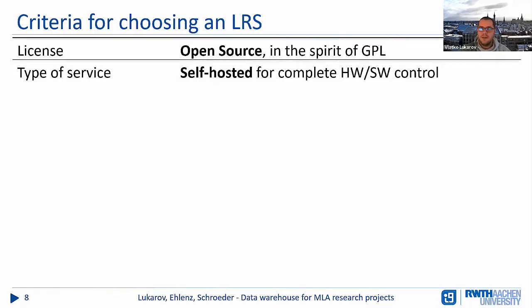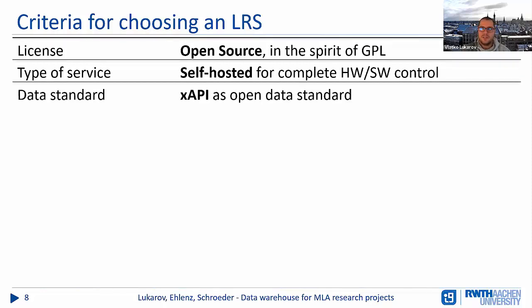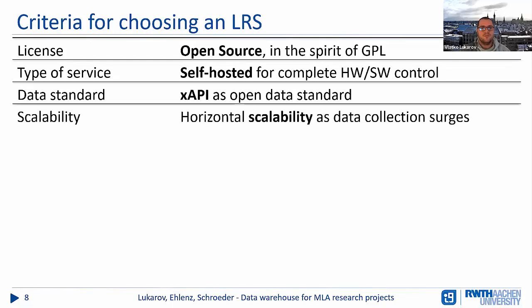The next thing one needs to take care of is the type of service. For us, self-hosted was the best option because it provides complete hardware and software control over the infrastructure and the data. The third point that we discussed is the data standard, and the most suitable solution for us is the Experience API because it's an open standard and it can be extended to fit different scenarios.